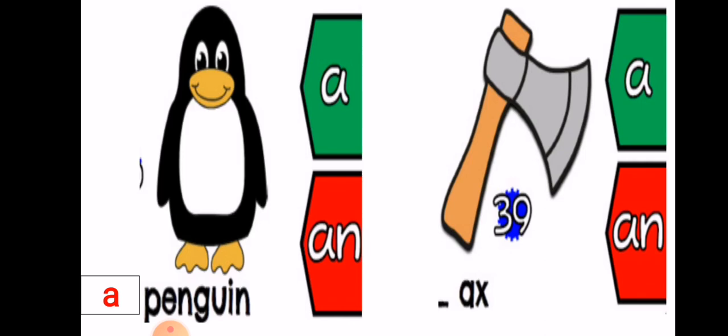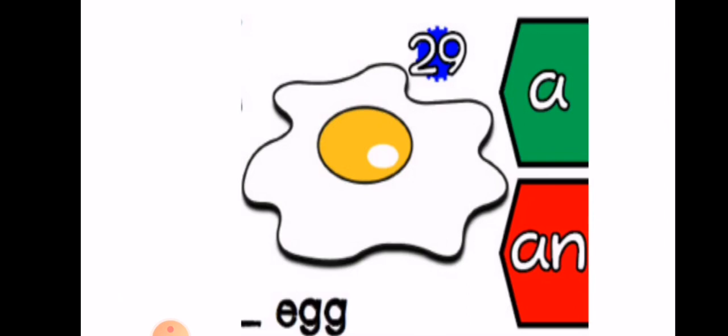Very good. And here we can see axe. As you can see, our starting letter here is letter A, which is one of our vowels. So we will use an. And now you can see egg. Our starting letter here is letter E. What do you think? Is letter E one of our vowels? Very good. Yeah. So we will use an.